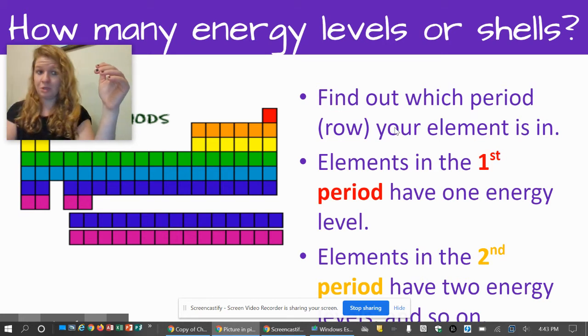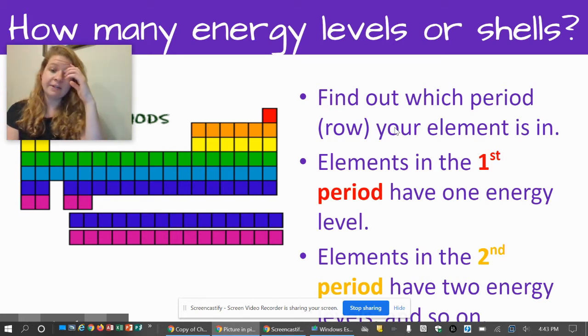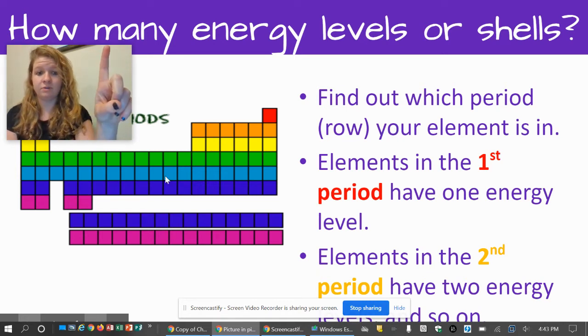Remember period, we have the big P, and that's how we remember it's row by row. Find out what period your element is in. Elements in the first period only have 1 energy level. Elements in the second period have 2 energy levels, then 3, then 4, then 5.